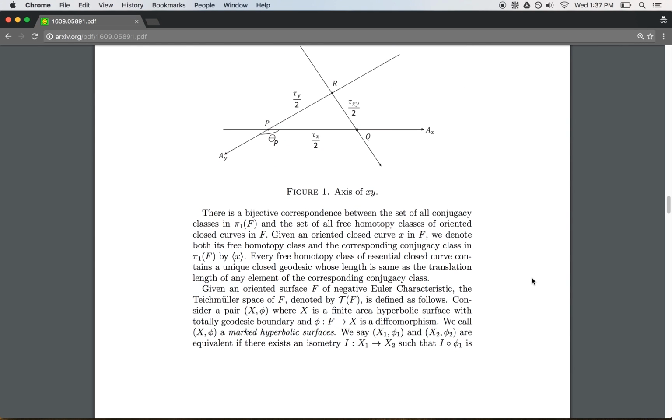There is a bijective correspondence between the set of all conjugacy classes in pi_1(F) and the set of all free homotopy classes of oriented closed curves in F. Given an oriented closed curve X in F, we denote both its free homotopy class and the corresponding conjugacy class in pi_1(F) by <X>. Every free homotopy class of an essential closed curve contains a unique closed geodesic whose length is the same as the translation length of any element of the corresponding conjugacy class.